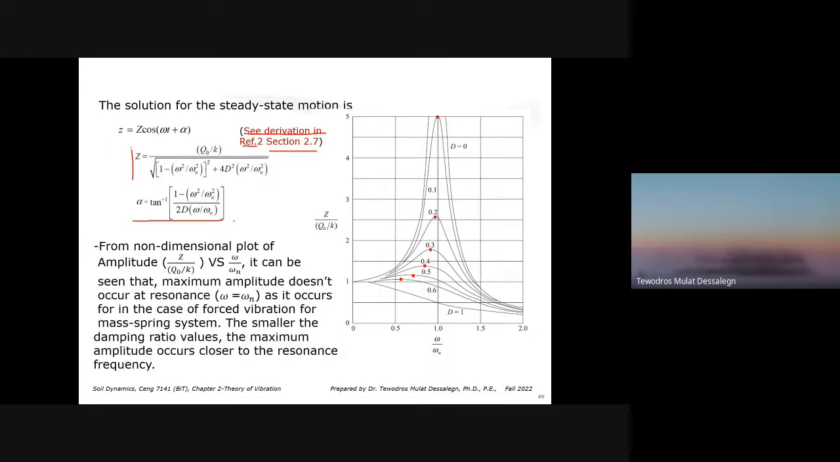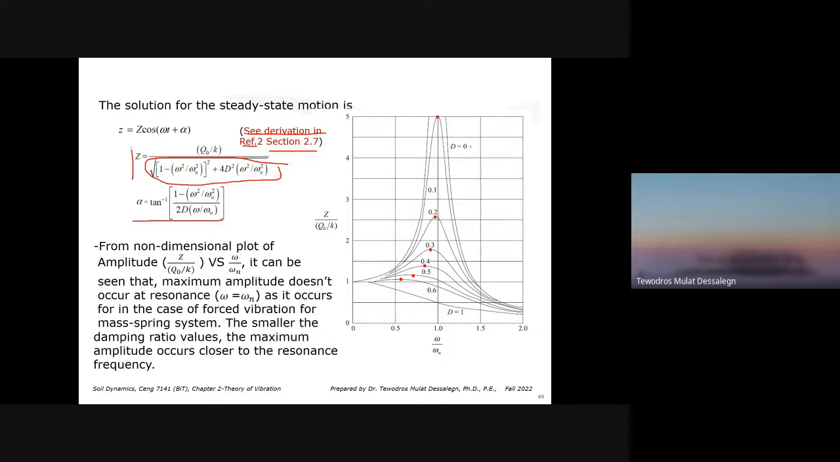We're more interested in the final outcomes, but feel free to look at how they derived it, so you have a feel of it. Now, for a non-dimensional plot of amplitude, let's say we put Z divided by Q naught by K, which means 1 over this term. If we plot that for different damping values versus the frequency ratio, these are the plots you would find for different damping values.